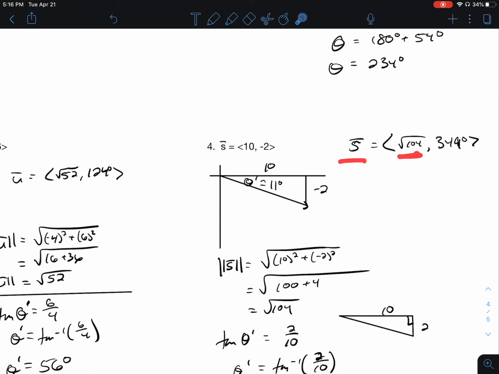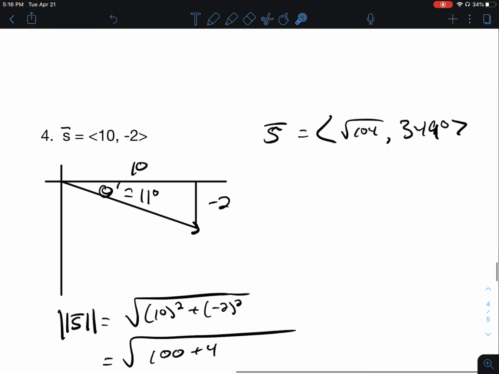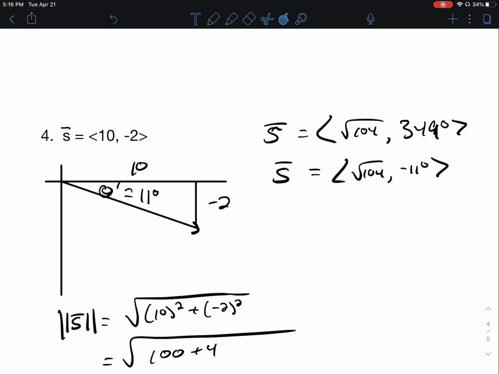Vector S has a magnitude of square root of 104 and an angle of 349 degrees from the standard position. Now you could have also said, well, I want this to be square root of 104 and negative 11 degrees. The same answers, because these are coterminal angles.